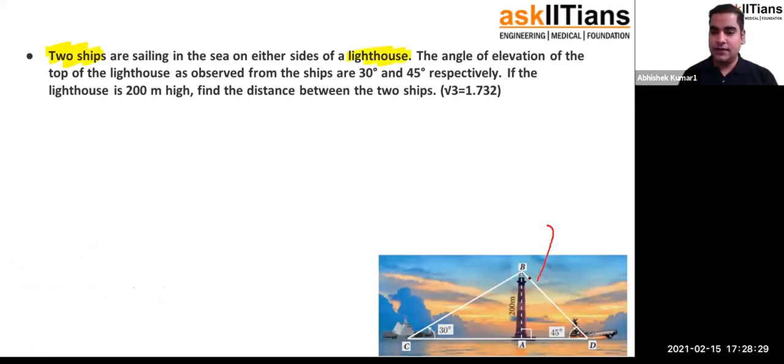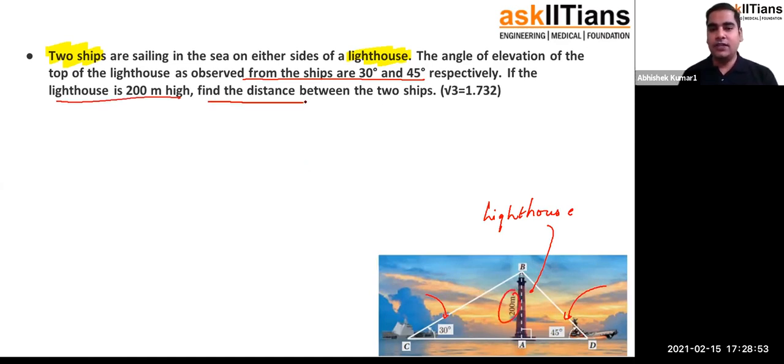This is the lighthouse. The angles of elevation of the top of the lighthouse as observed from the ships are 30 and 45 degree. So this is one angle of elevation, which is 30. This is the second angle of elevation, which is 45 degree. If the lighthouse is 200 meter high, we are provided the height of the lighthouse, which is 200 meter.